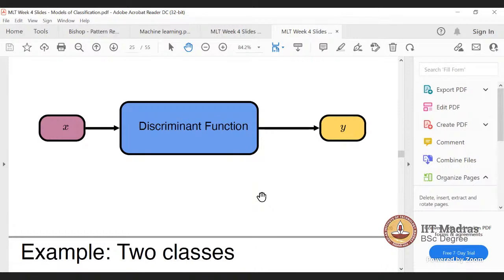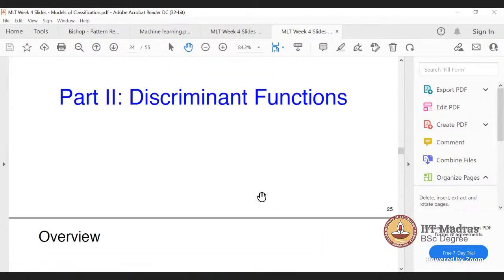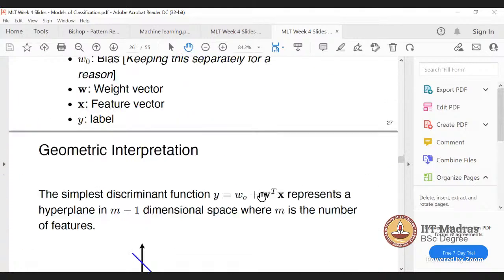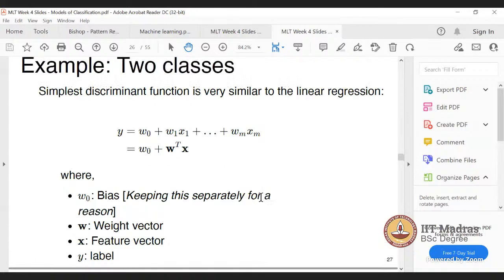So let's quickly move to the discriminant models, discriminant functions. A discriminant function is a function that takes the input and maps it to the actual outputs. And how to learn this model? So this is your linear y equals w naught plus w transpose x. So this is your discriminant model.